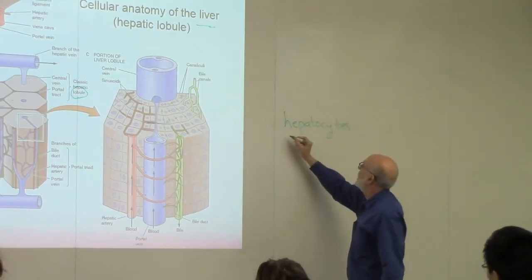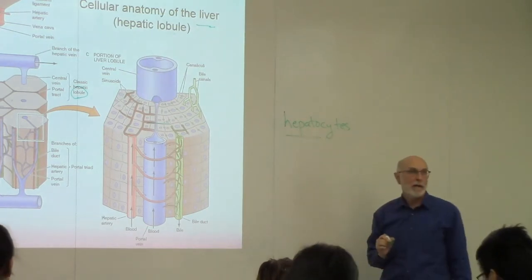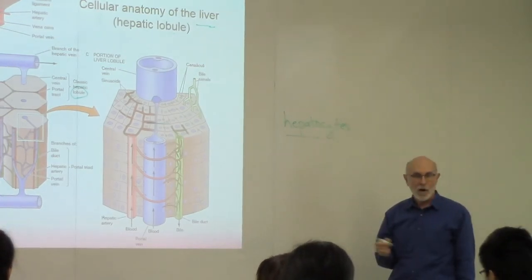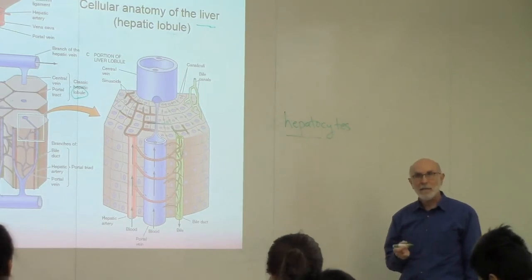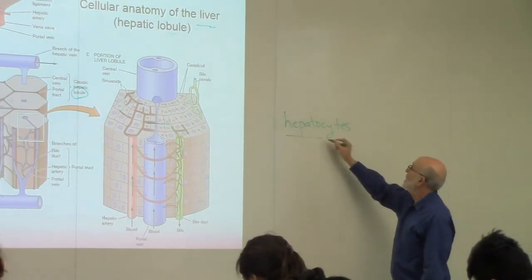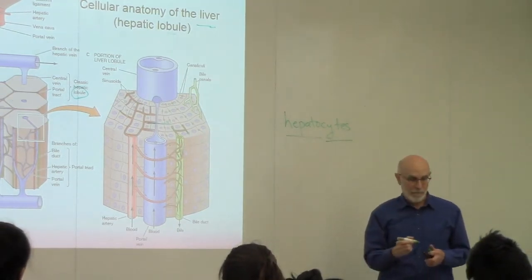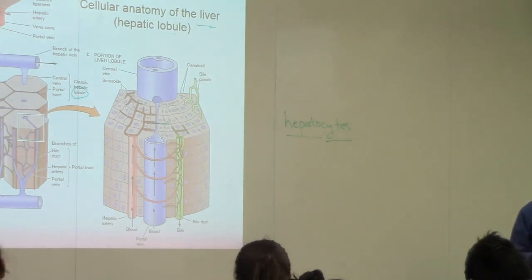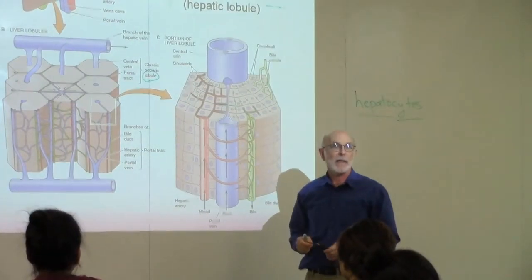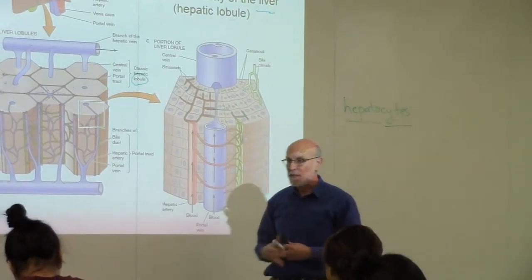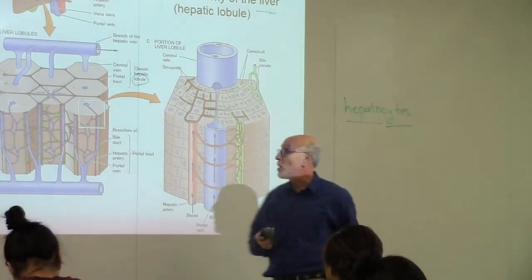Makes sense. I mean, everything having to do with hepato is liver. Hepatic artery, hepatic vein, and cytes are cells, hepatocytes. Can you say lobule again? Lobule, a lobule is a collection of hepatocytes in a specific, well-designed, well-organized structure.